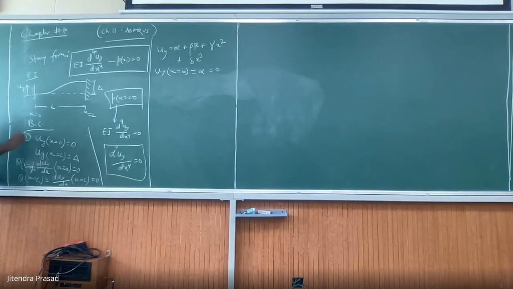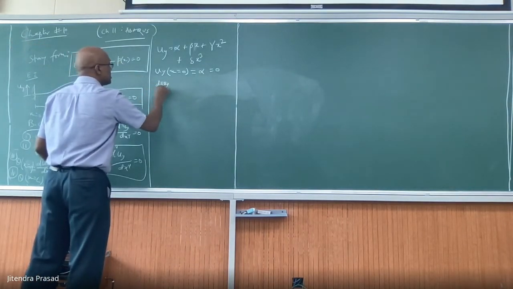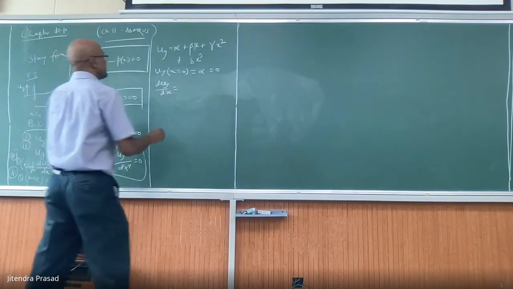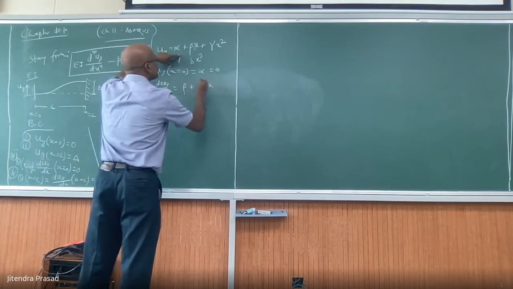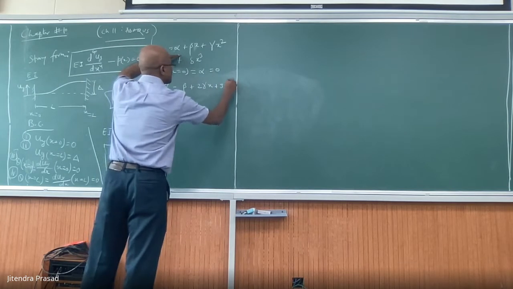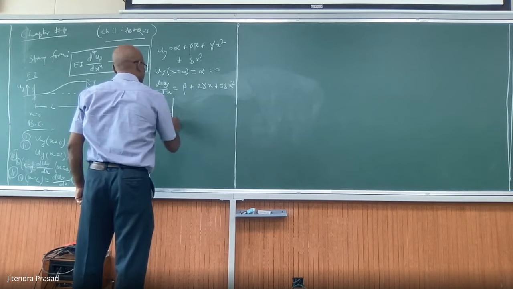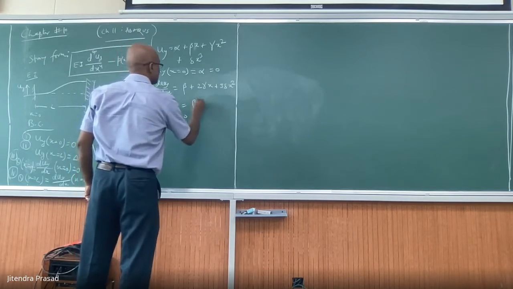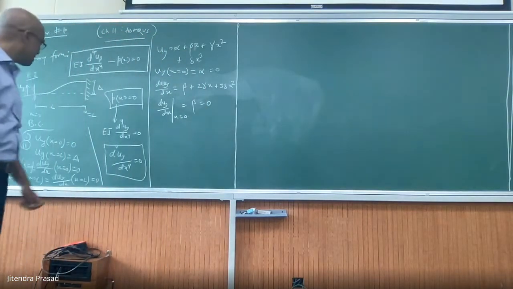So this is 1, 2, 3, 4. This is a repeat of solid mechanics actually. So number 3, if you apply, then we have duy over dx equal to beta plus 2 gamma x plus 3 delta x square, right? So duy over dx at x equal to 0 is equal to beta, which is equal to 0. So we get alpha and beta both equal to 0.